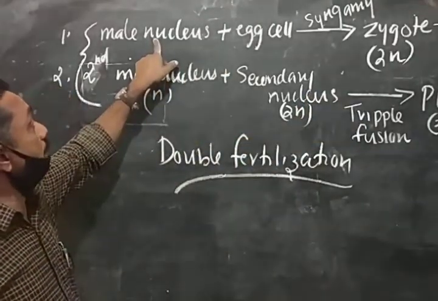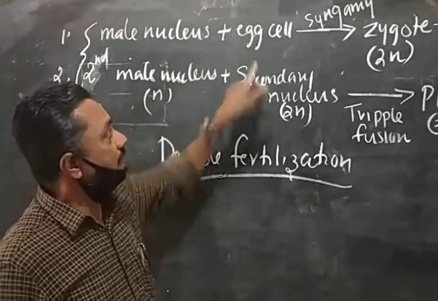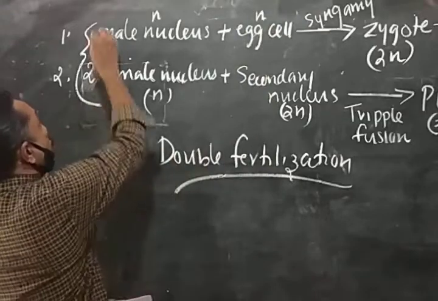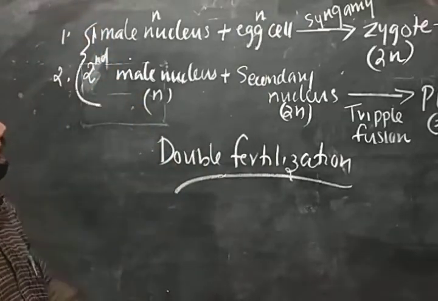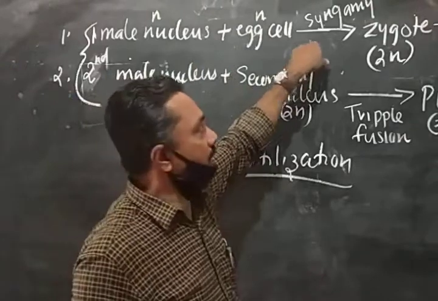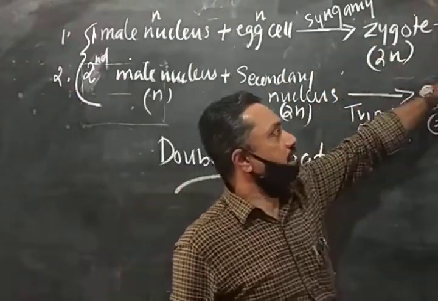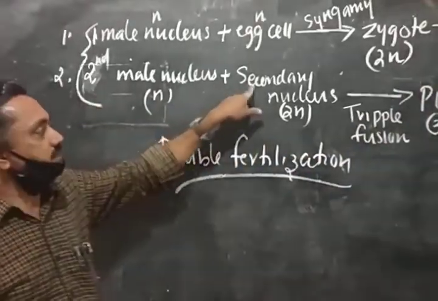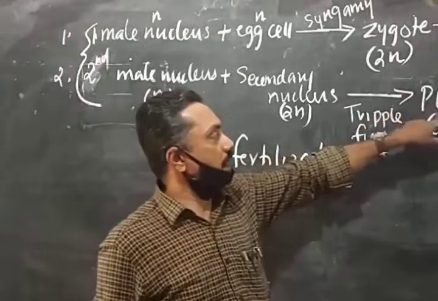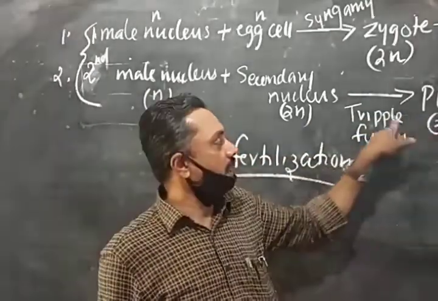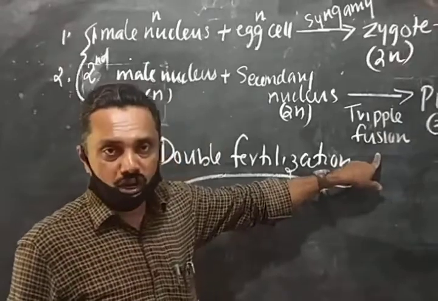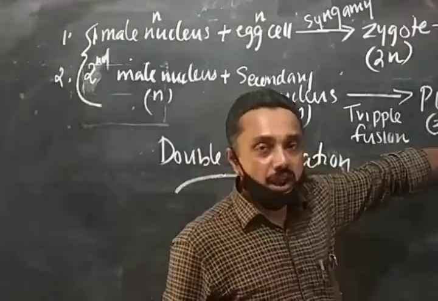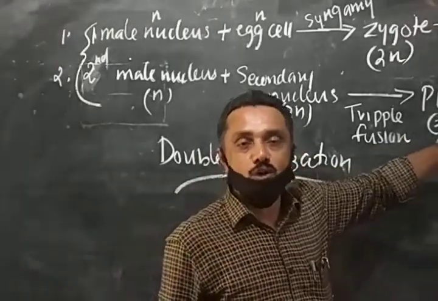One male nucleus, a haploid male nucleus, joins with the haploid egg cell. That process is called syngamy, resulting in a diploid zygote, which later develops into an embryo and a plant. And the second male nucleus joins with the secondary nucleus, resulting in the primary endosperm nucleus, which is triploid, and the process is called triple fusion.